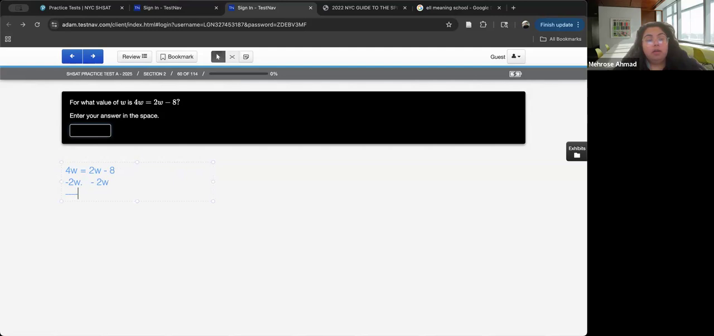That gets me what? 4W minus 2W is just 2W. 2W minus 2W crosses out to 0. And then you just have the -8 there. Remember to keep the sign. So if 2W equals -8, how do I isolate W by itself? I divide by 2 on both sides, so then W equals -4. So let's see, W equals -4.